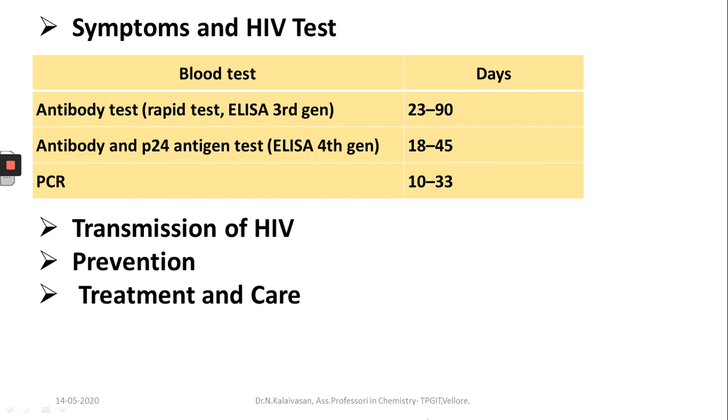And also, HIV-infected women can transfer the infection to their babies before or during birth. And also through breastfeeding after birth, the woman can transfer the infection to the baby. And it can also be transmitted through the transfusion of infected blood or blood clotting factors to uninfected persons.